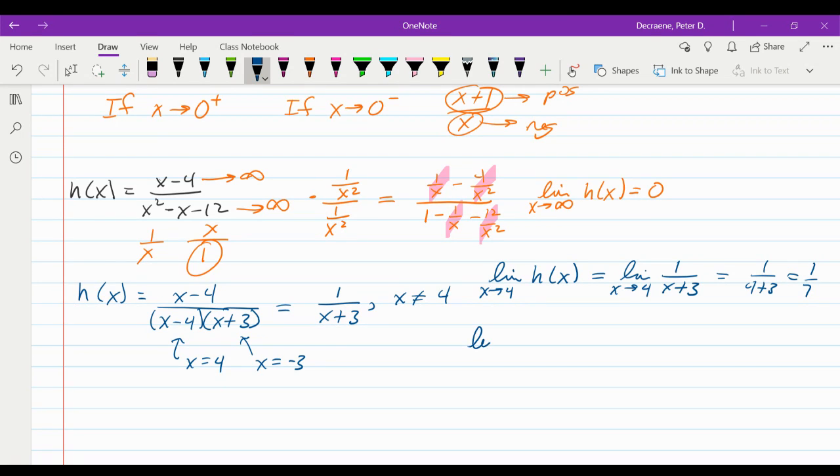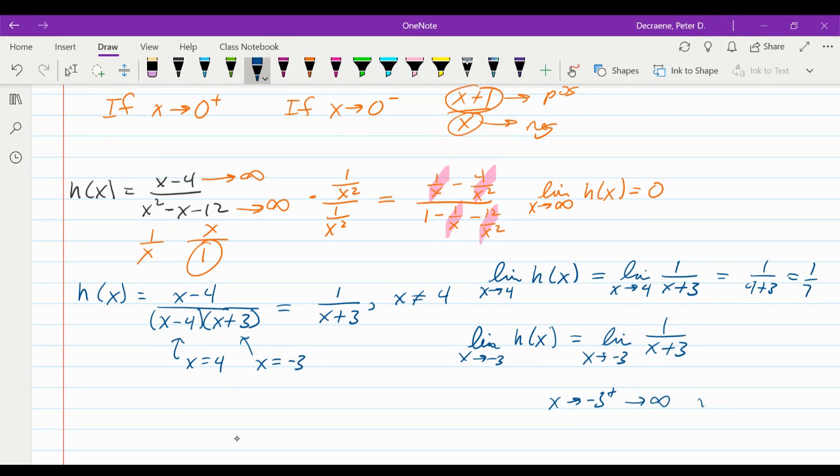Here again, we can do some sign analysis like we did in the last problem. So we're going to look at the limit as x goes to negative 3 on 1 over x plus 3. And we can see that if x is close to negative 3 from the right, in other words, it's a little bit bigger than negative 3, when we add 3, we're going to get a positive number, and we're going to get 1 divided by a positive number, which is going to head off toward infinity.